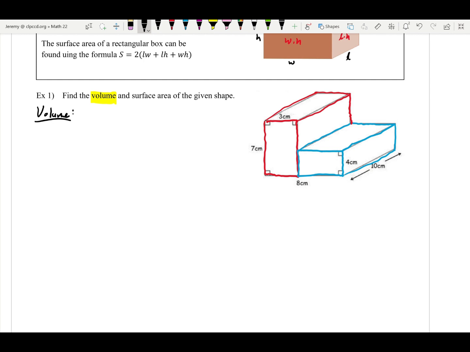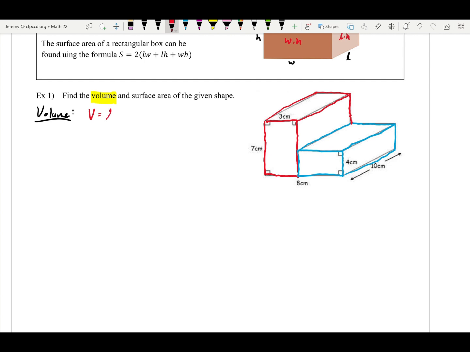Let's find the volume. I'm just going to find the volume of these two separate boxes and add them together, and that will give me the volume of the entire shape. Looking at the dimensions given in the picture, this length right here is 10 centimeters. That's going to apply to both of these rectangular boxes. So maybe I'll color code my work, and let's start with finding the volume of the red box.